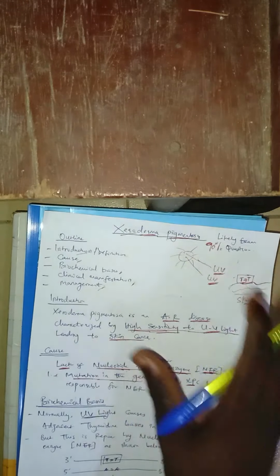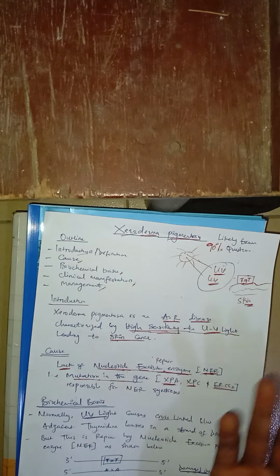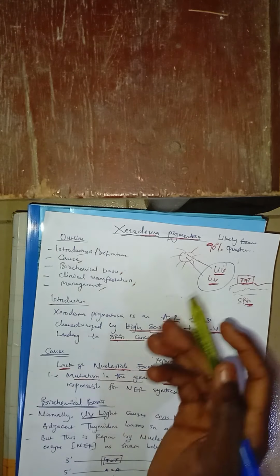Okay, so let's just go over it again. Xeroderma pigmentosa is a genetic condition in which there's a lack of the repair enzyme, the enzyme that repairs mutation in DNA when the DNA is damaged by UV light. So when the UV light shines on the skin, it makes the DNA in the cells of the skin polymerize, particularly the thymine nucleotides.